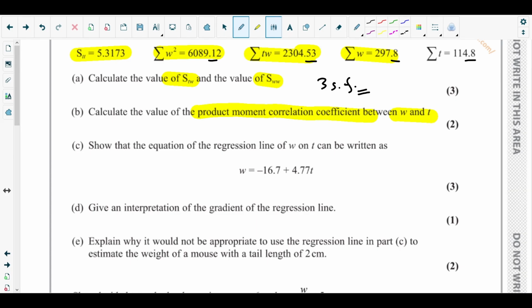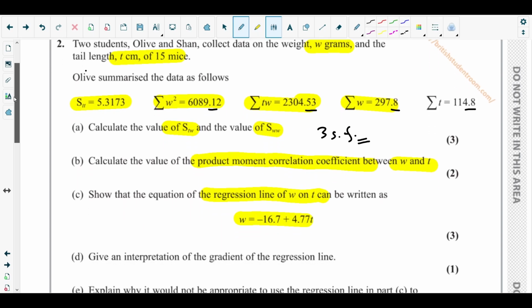For part C, they are asking to show that the equation of the regression line of W on T can be written as W equals negative 16.7 plus 4.77T. That means we need to find out the equation of the regression line of W on T, right?